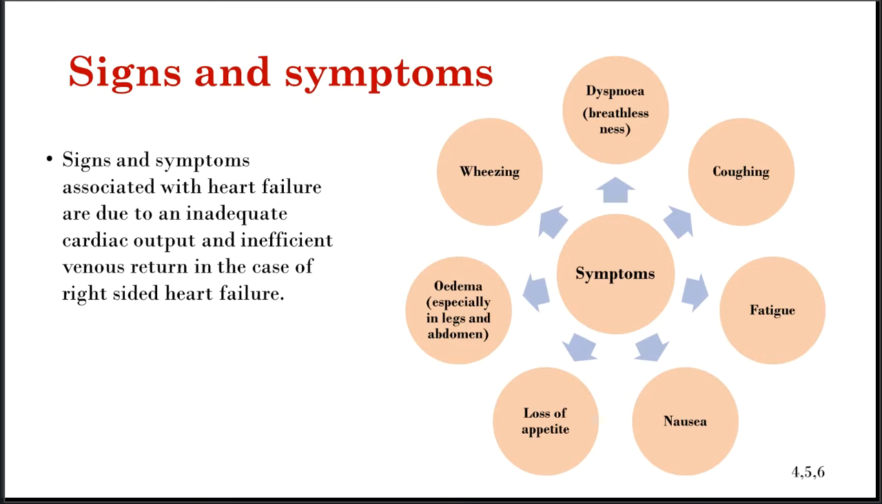Swelling of the legs and abdomen may also result from right-sided heart failure, as systemic venous return is impaired. A decrease in cardiac output may also lead to fatigue, nausea, and loss of appetite, as blood flow to the brain and heart are maintained, while other cells do not receive enough oxygen to meet their metabolic demands.